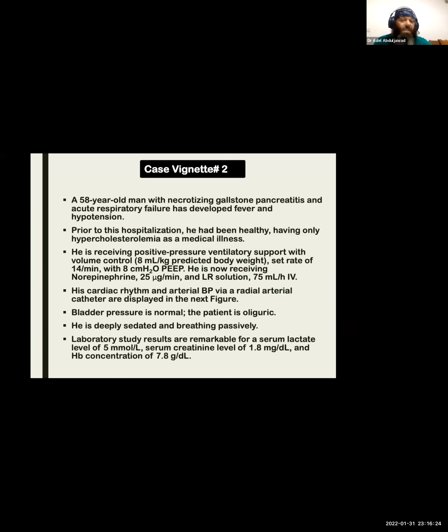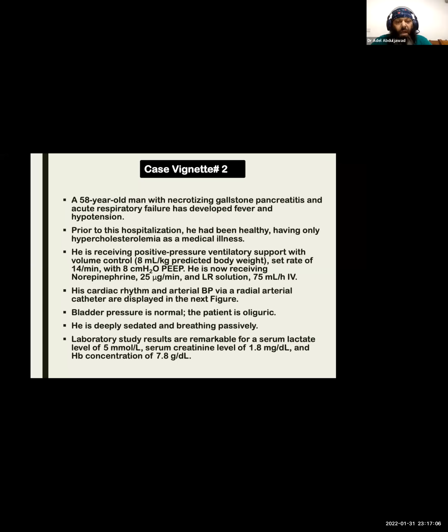The second and the last case vignette tonight: I have a 58-year-old man with necrotizing gallstone pancreatitis with acute respiratory failure who developed fever and hypotension. Prior to hospitalization, he has been healthy, having only hypercholesterolemia as a medical illness. Now he is receiving mechanical ventilation with positive pressure support, tidal volume 8 ml per kg of predicted body weight. The respiratory rate is preset at 14 with PEEP of 8 centimeters of water. He is on vasopressor support, norepinephrine 25 micrograms per minute, and he is receiving maintenance IV fluid, lactated Ringer's 75 ml per hour.